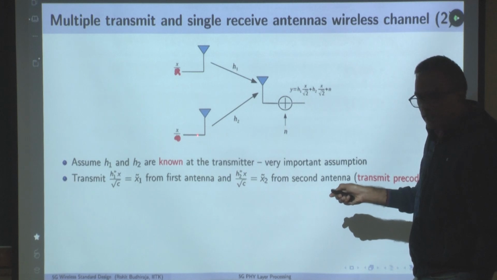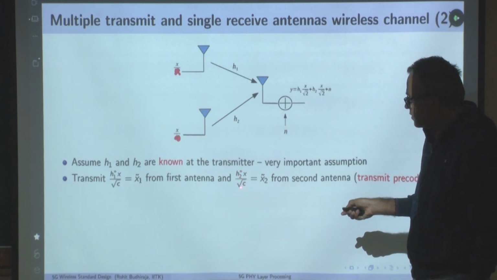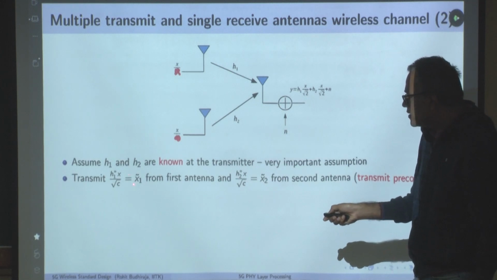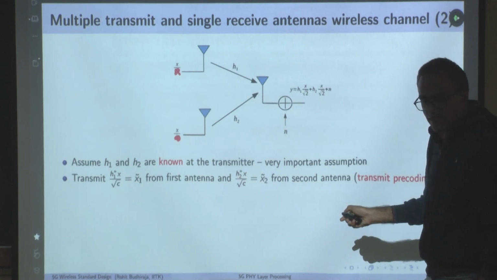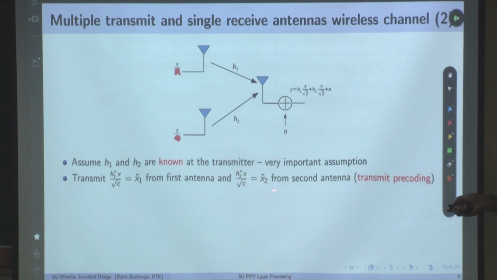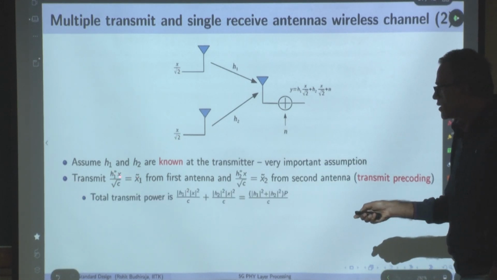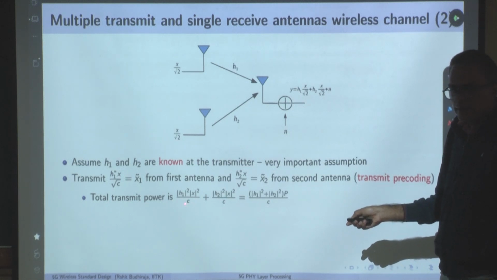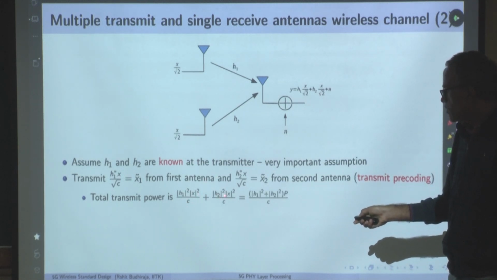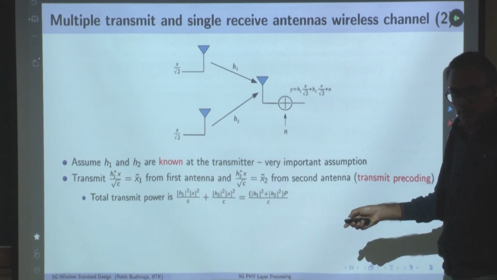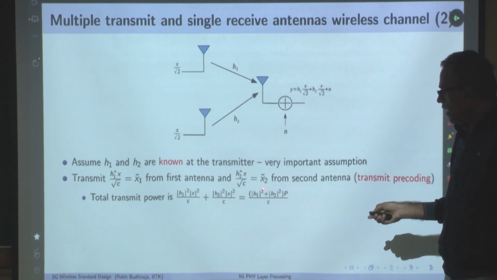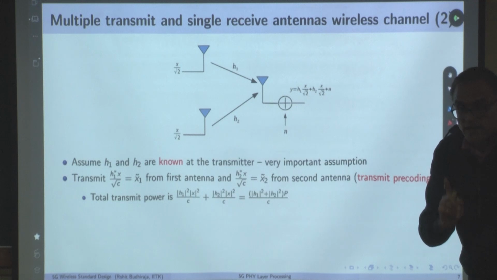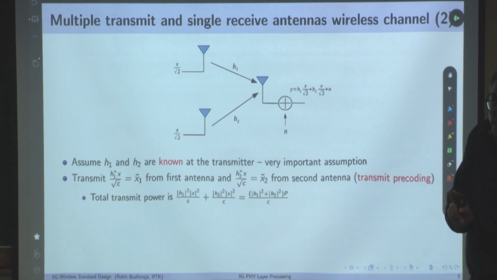Similarly, from the second antenna it transmits h2 star x by root c. I call the first x1 tilde and the second x2 tilde, some notation, and this is called transmit precoding. So what will be the transmit power? It is h1 square P by c, since x square is P, plus h2 square P by c, with root c in the denominator. So the total power is h1 square plus h2 square times P by c. You do not want to change the transmit power, it should always be P.